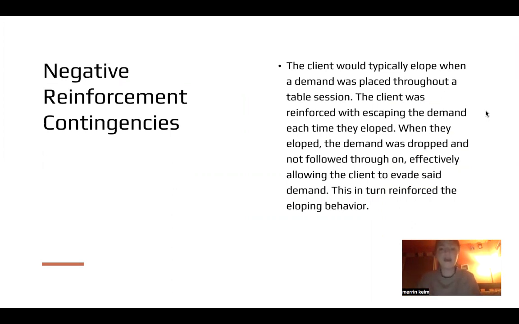Now, this we found was being reinforced by escaping the demands each time that they were to leave the table. So it was being reinforced because each time that they did elope, the demands were dropped. So that effectively means that they were being reinforced by evading the demands that they were trying to originally get away from. The function of the behavior was escape. So in turn, they were able to escape, which reinforced the eloping.